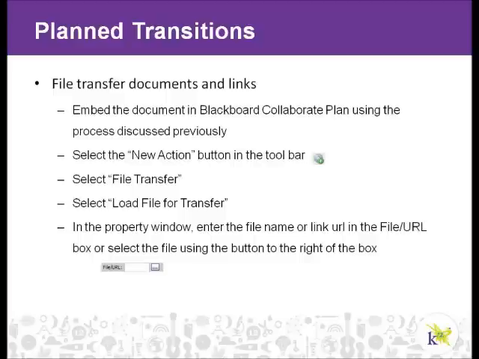To create an action to file transfer a document or link, first embed the document in Blackboard Collaborate Plan using the process discussed previously. Select the New Action button in the toolbar, select File Transfer, and select Load File for Transfer. In the Property window, enter the file or link URL in the File Link URL box. You may also select the document using the button next to the File URL box.